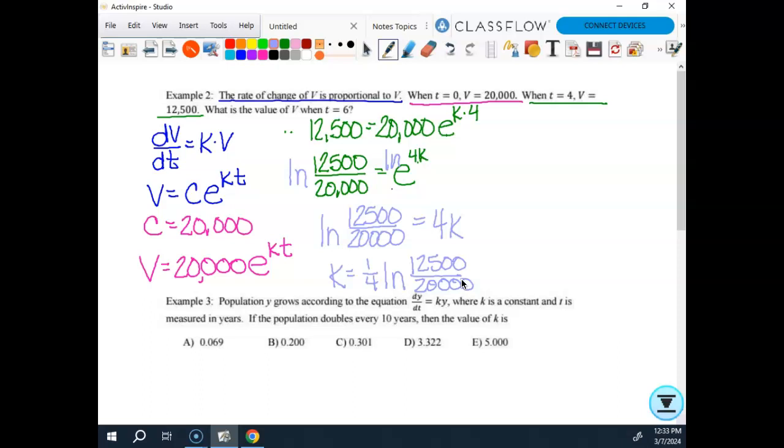All right, so then we are now looking for what is the value of v when t equals 6? Well, I need to actually write my entire equation now. Oh, that's not a y. It is a v. Sorry. v is equal to 20,000. I don't get to leave off any of these zeros. Times e to the 1/4 times the natural log of 12,500 over 20,000 times t.